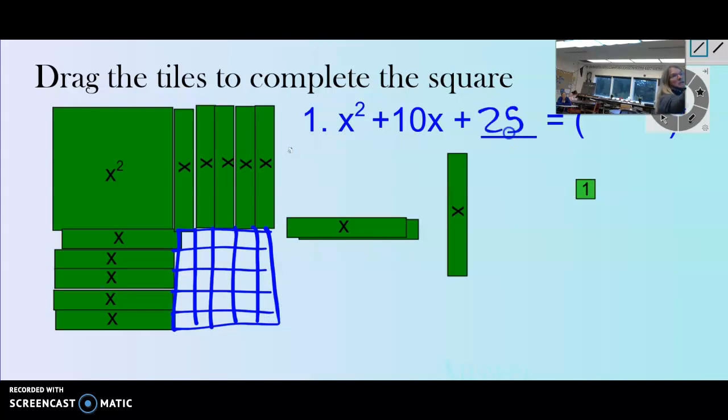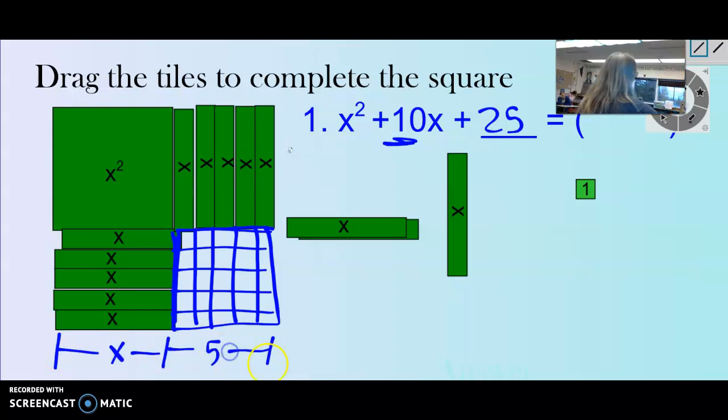So think about what we're doing. We're splitting the number of x tiles I have in half, and then you end up squaring that number because you have 5 on this side, 5 on this side, and so 5 times 5, which is 25. And then to get another way to write the area, this is x and this is 5. So that length is x plus 5, and then the other side is also x plus 5, so the area is x plus 5 squared.